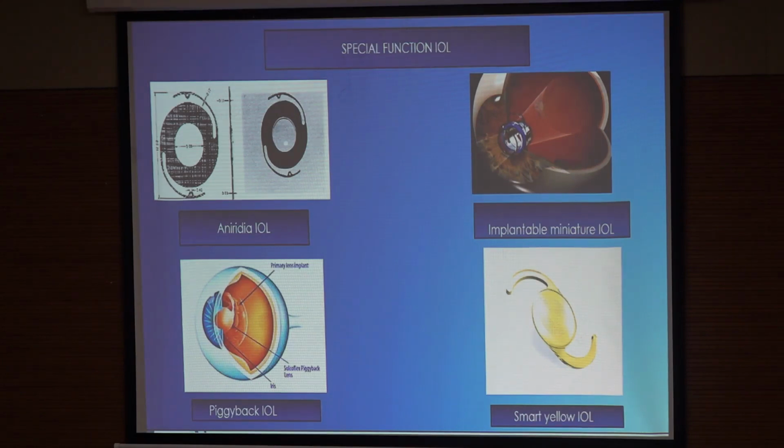Then we have the piggyback IOLs, for high power, like in small hyperopic eyes in which a large power is required. The quality of the image is distorted, and then the patient is not very satisfied. So this is just piggybacking an IOL. There is already an IOL, and then we calculate the power and implant another IOL just over it. There are certain drawbacks, as the patient can land into angle closure. And then we have the smart yellow IOLs or the blue blocking IOLs, which give a distortion-free image.